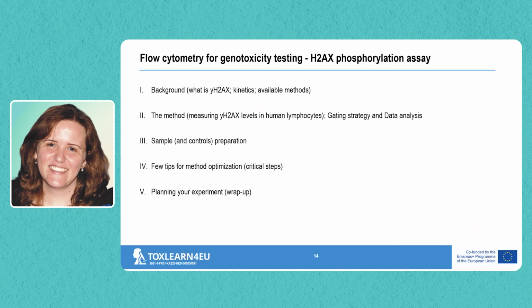So now we will go to an example. What can we do with flow cytometry? If we think about genotoxicity testing, let's talk today about the H2AX phosphorylation assay. You have heard already about DNA repair, and this is an assay that is related to DNA repair. So I will tell you a little bit about the background.